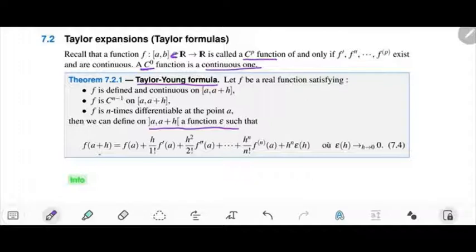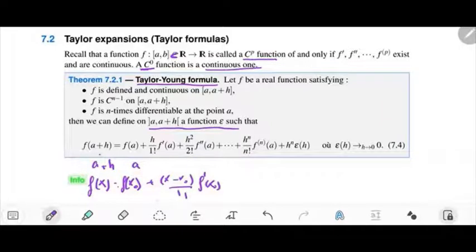So this is exactly what we wrote before, because if you replace a plus h by the point x that we had before, and if you replace a by the point x0 that we had before, the formula can be written f of x equals f of x0 plus (x minus x0) over factorial 1 times f prime at x0, which is the equation of the tangent, plus the remaining terms, plus (x minus x0) to the power n times epsilon of h.